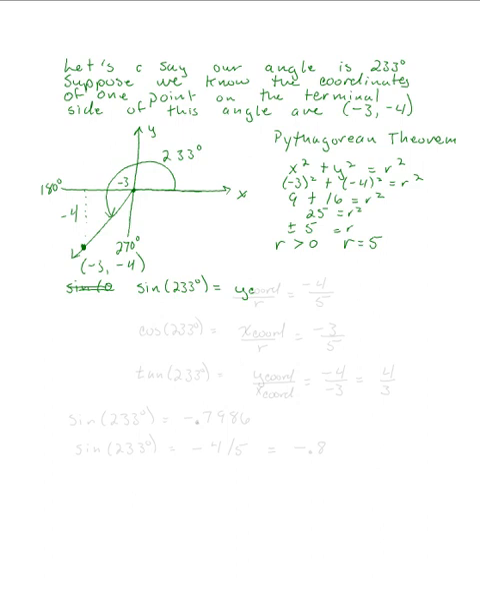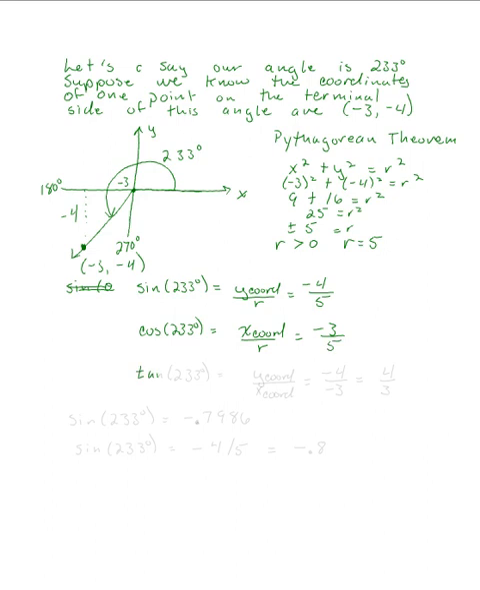If you recall, we said that's the y-coordinate over r. Our y-coordinate is -4, r is 5. So I have -4/5. The cosine of 233 degrees is the x-coordinate over r. Cosine is x over r. So in our picture here, that's -3 over 5.